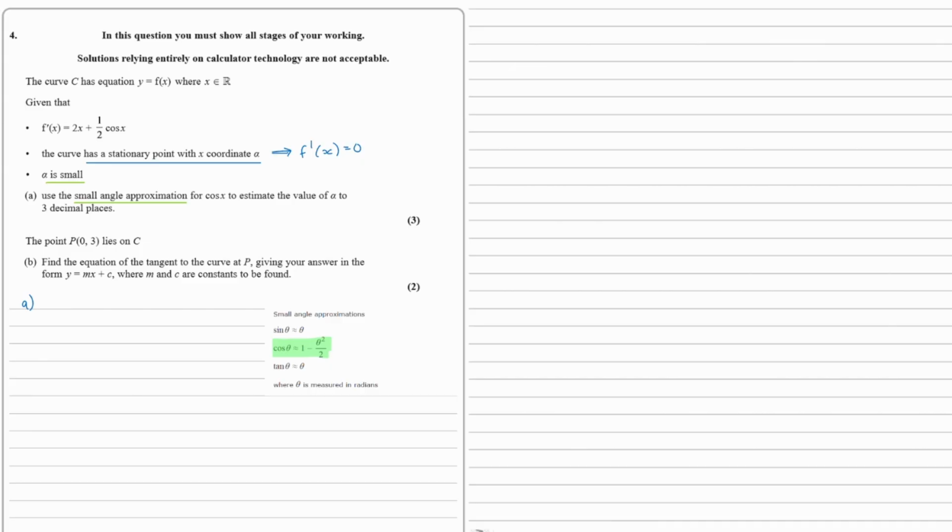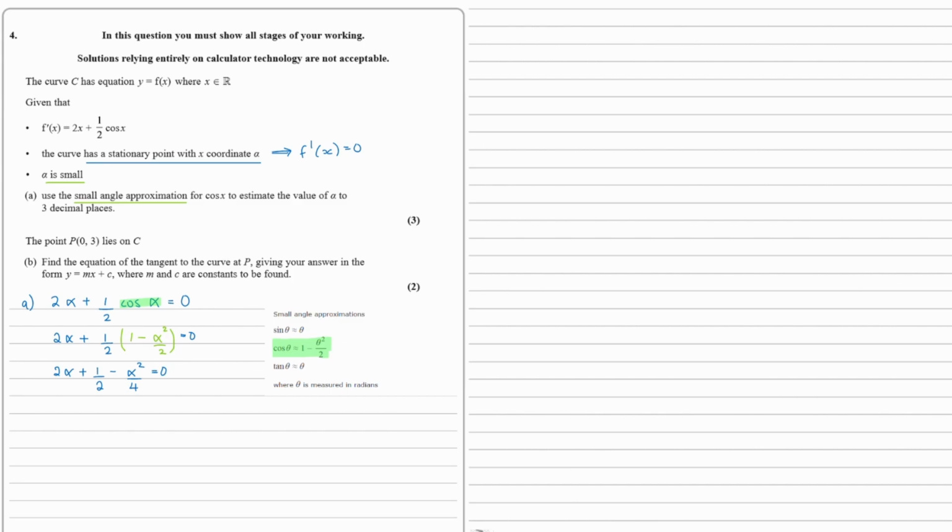So for part A, if we substitute all the x's with alpha, we would have 2 alpha plus a half cosine alpha, and at this point we would have a stationary point, meaning that this differential would be equal to 0. We can then replace our cosine alpha with the small angle approximation, so we can write this as 2 alpha plus a half bracket 1 minus alpha squared over 2 is equal to 0. If we then expand this bracket, we can rewrite this as 2 alpha plus a half minus alpha squared over 4 is equal to 0.